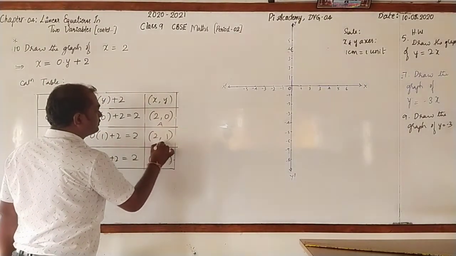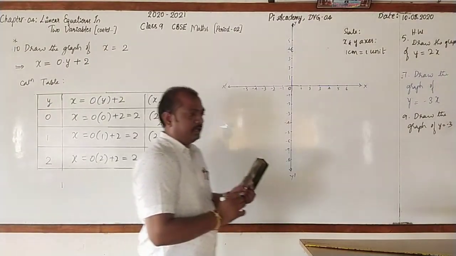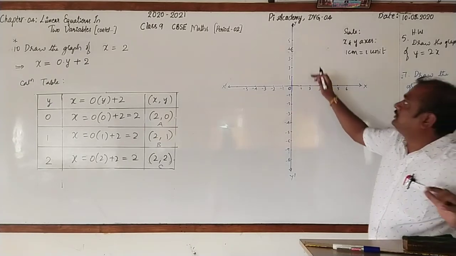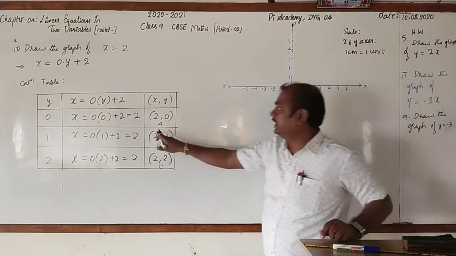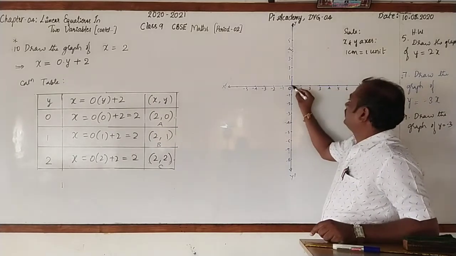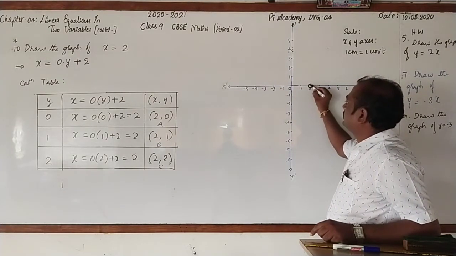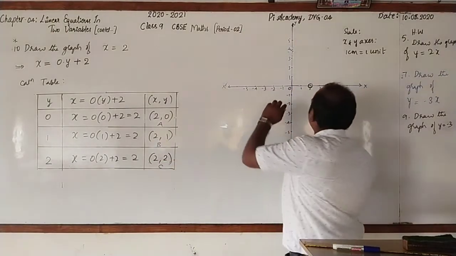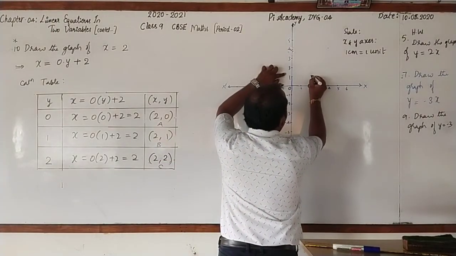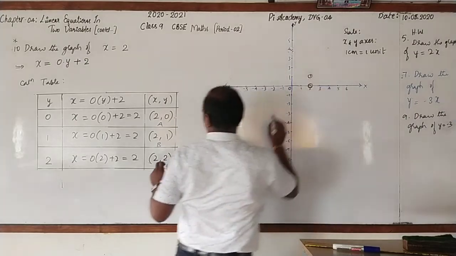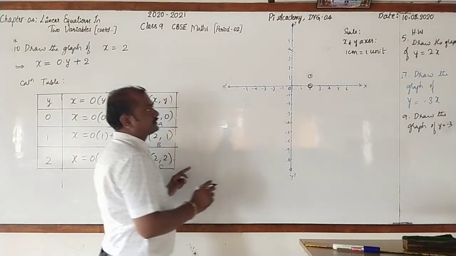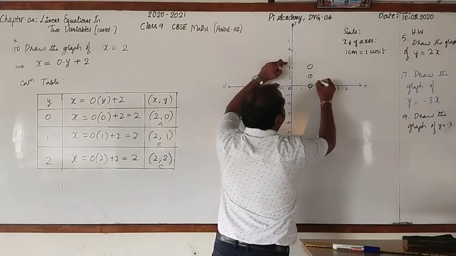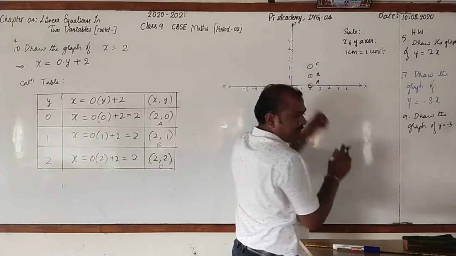Now you can mark these points as A, B and C. Now let us go for locating these points. Observe here. First A, 2 comma 0. It is on the x-axis. Next 2 comma 1. When x is 2, y is 1. Here, please observe. Then 2 comma 2. When x is 2, y is 2. That is here. It is A, this is B and this is C.